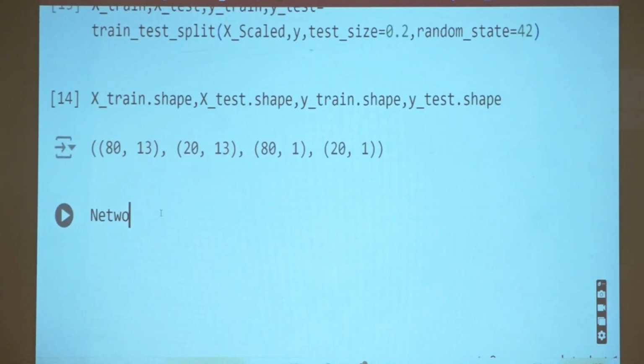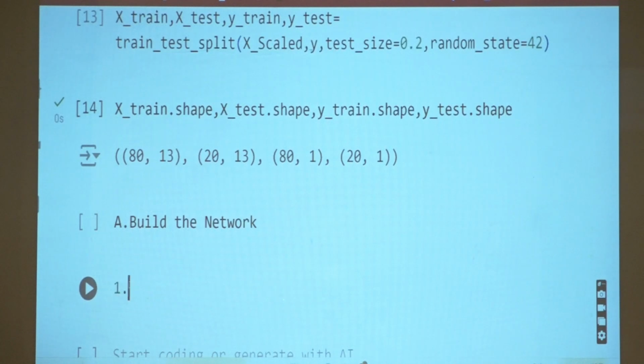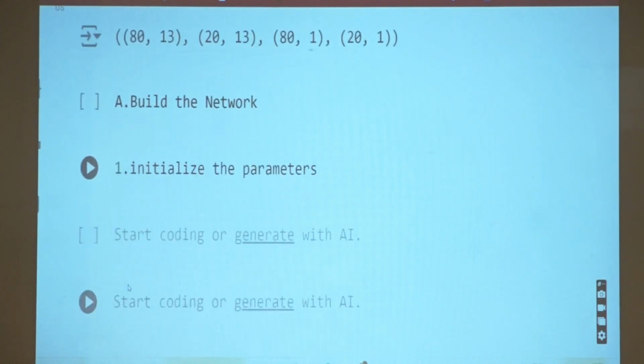Now we'll try to build a network. We'll start with the actual ANN. So far we have only done the basic steps, that is reading the data set, splitting the data set into X and Y, and performing pre-processing. Now we'll actually start building the network. Please look at this. First we have to initialize the parameters. What is step 1 under building the network? We have to initialize the parameters. Let's see how we do that.